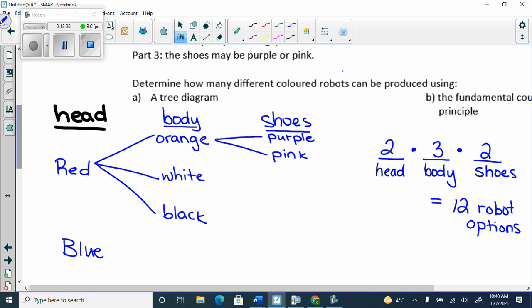But you need to make sure you finish this off, so it's purple and pink. Just like with the fundamental counting principle, you list your 3 blanks with the headings. Just like when you go to the tree diagram, you're going to list the 3 blanks with the headings, right? You do purple and pink.